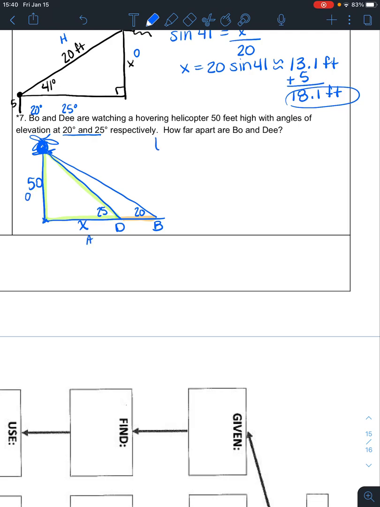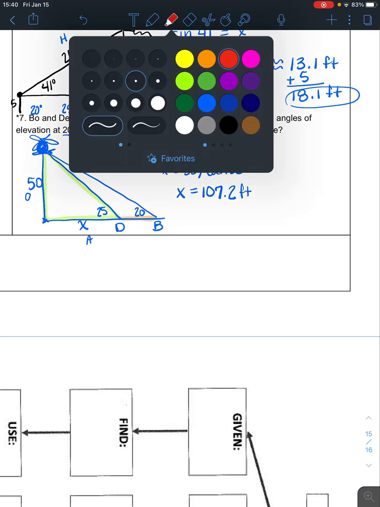So that would be tangent. This is opposite and adjacent. So the tangent of 25 is equal to opposite over adjacent. That means that X is 50 divided by the tangent of 25, which is 107.2 feet away. So D is standing 107.2 feet from being directly underneath the helicopter. That is my green triangle.